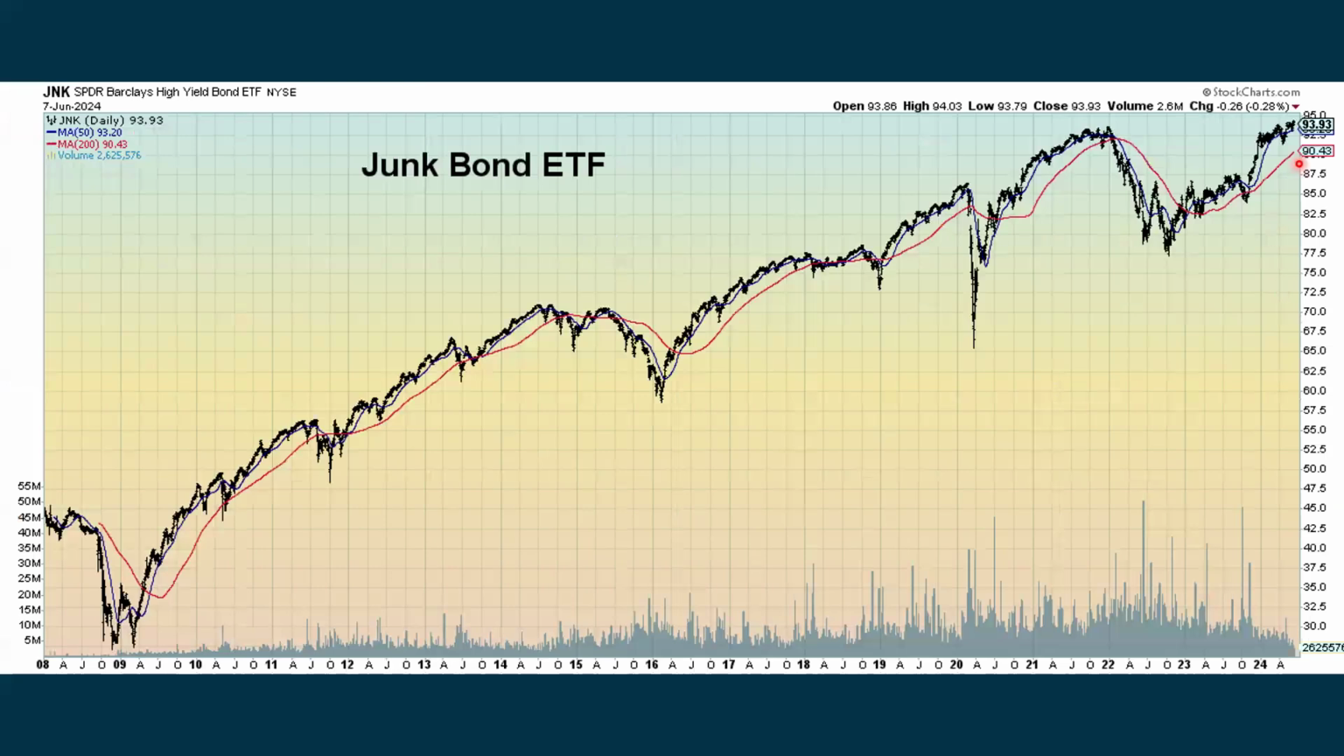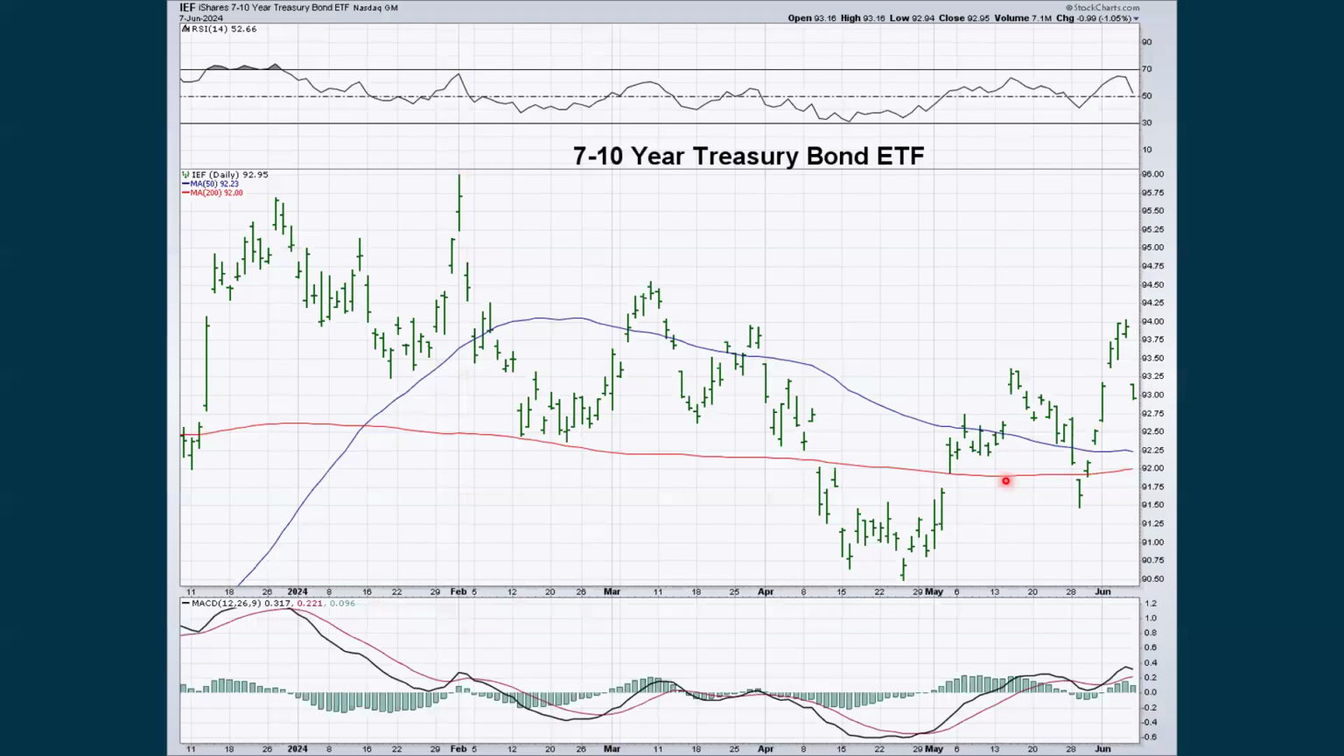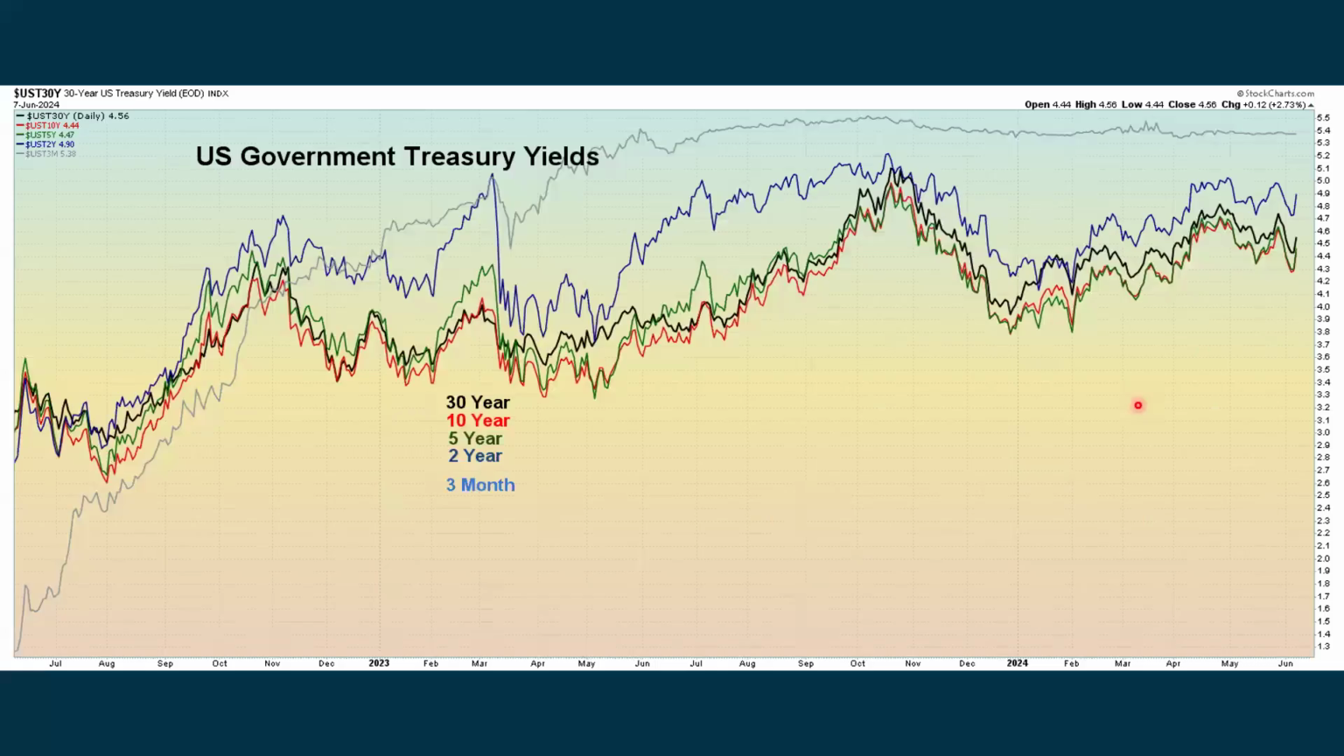Junk bonds also coming off of, didn't I just show this? Setting recent all-time highs. Interesting. Here's a junk bond to more conservative bond ratio, showing how junk bonds are outperforming. This is the 7 to 10-year bond based on price, where we had been going up as interest rates are going down, but this really dropped on Friday, and that pressured stocks.